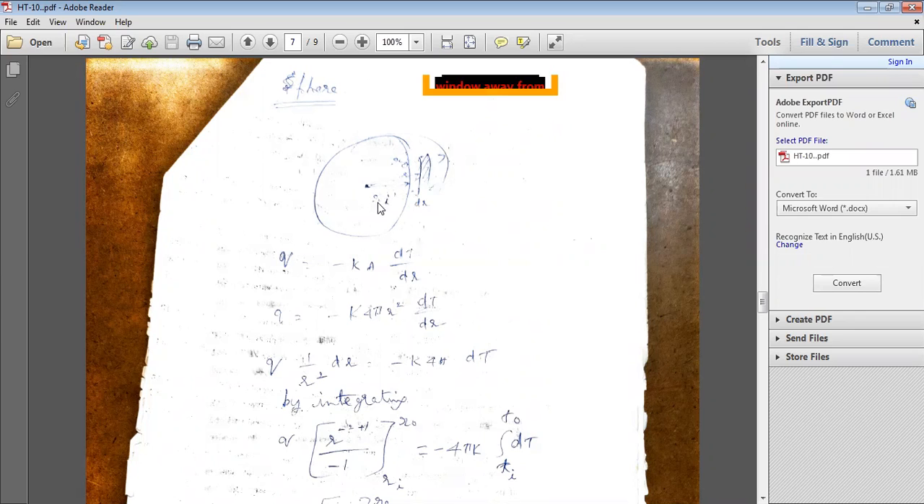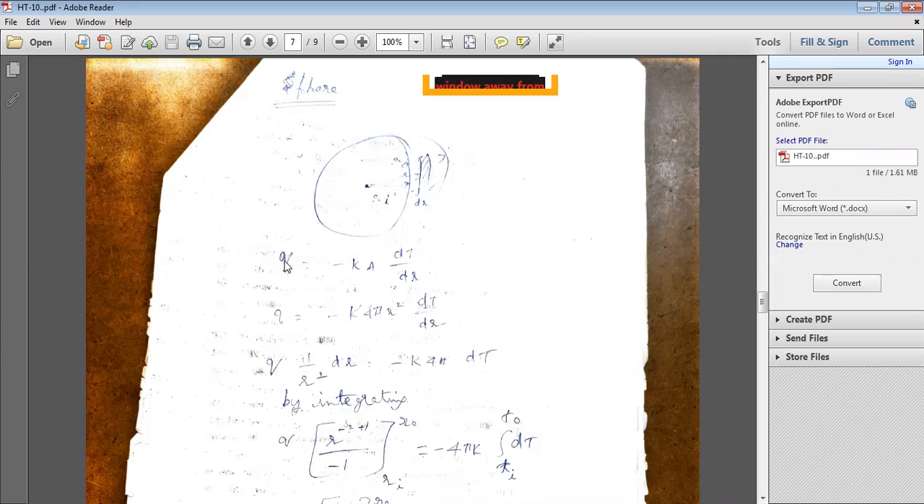Consider a sphere of inside radius Ri, outside radius Ro. For this differential heat transfer analysis, you consider a small element at a distance of small r from the center, of thickness dr.